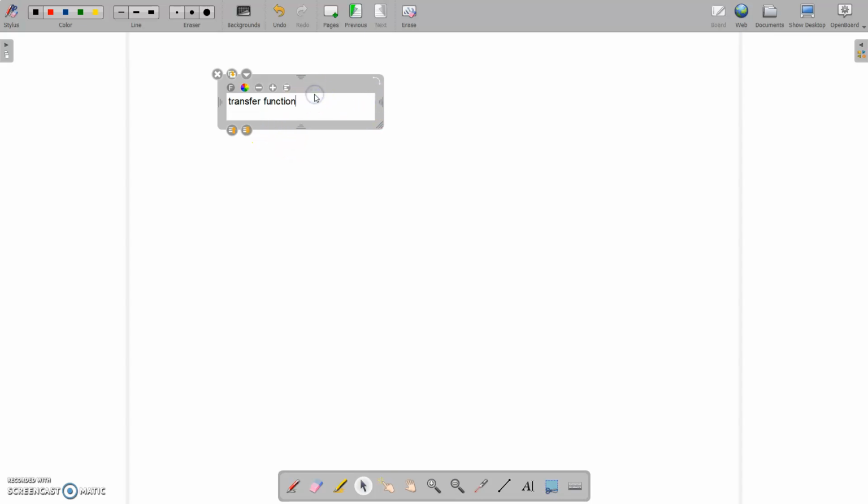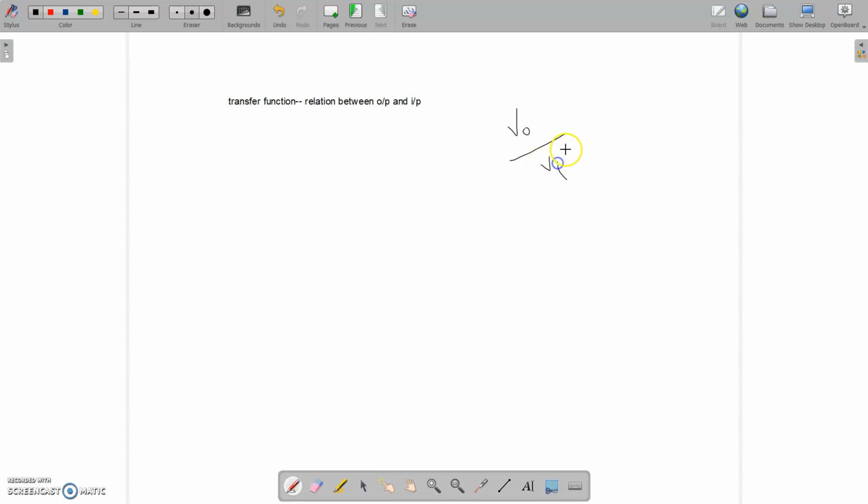Now the transfer function is the relation between output and input. The relation between my output and input is what we call the transfer function. So the relation is V output divided by V input, and this has some value. Say it is a constant 5, so V output is 5 times my V input. So if V input changes 5 times, then V output will change 25 times. So this is the relation between output and input.